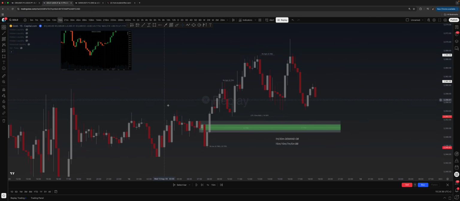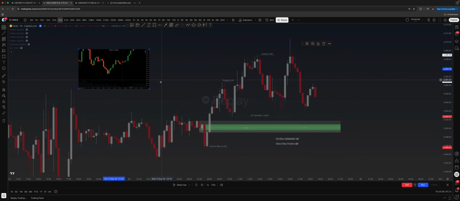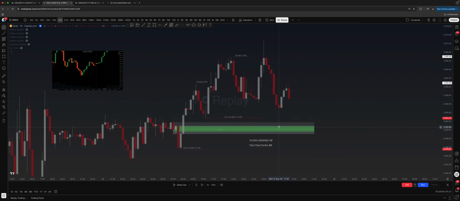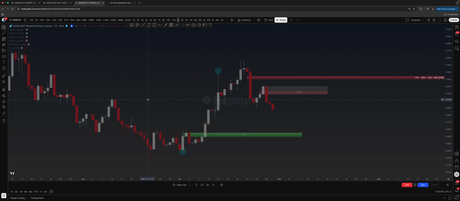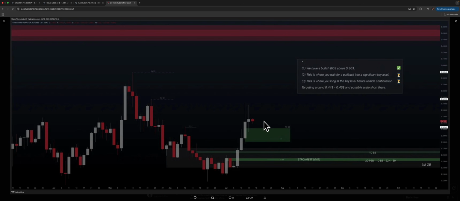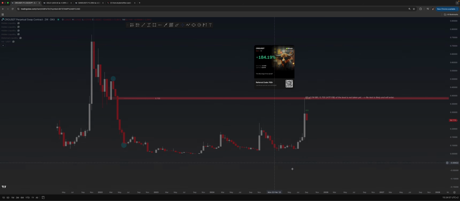So I'll be going over CRO, which was a very high time frame short. Then I'll talk about gold, which was a lower time frame setup long that I took. And then I'll end with sand, which was a higher time frame long setup again, which I shared a couple weeks in advance on Twitter as well. So at the end, I'll also talk a bit about the psychology behind execution.